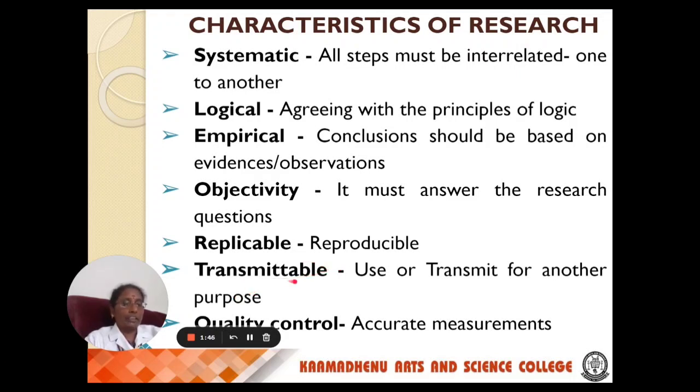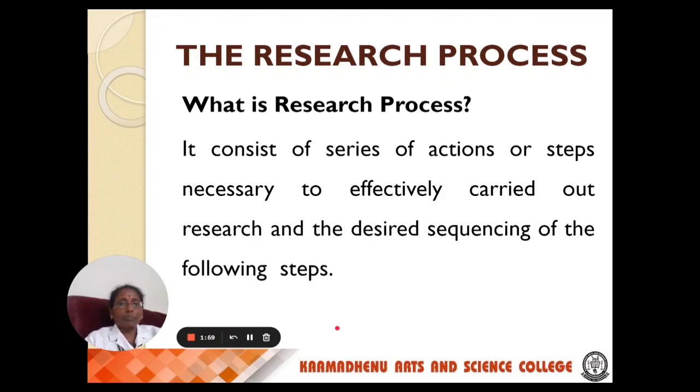And the sixth characteristic is transmittable. That means it can be used or transmitted for another purpose. And the last characteristic of research is quality control. That means it needs accurate measurements. And next we will see the research process.